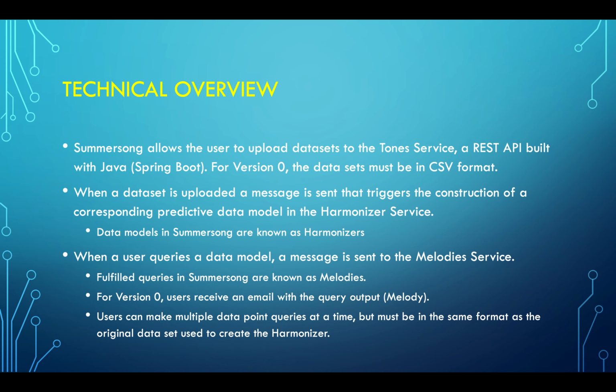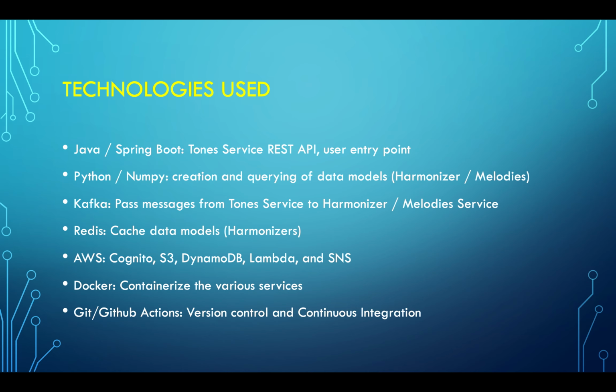So technologies used, the tone service, which is the REST API, is built with Java and Spring Boot. The harmonizer and melody service use Python, and the data models right now are decision trees that are implemented as NumPy arrays. You might wonder why I use Java for the tone service instead of using something like Django and sticking with Python, and that's because Python's really good at data science tasks, but I would prefer to use a statically typed compiled language for general web services when possible, and that's why I use Spring Boot.